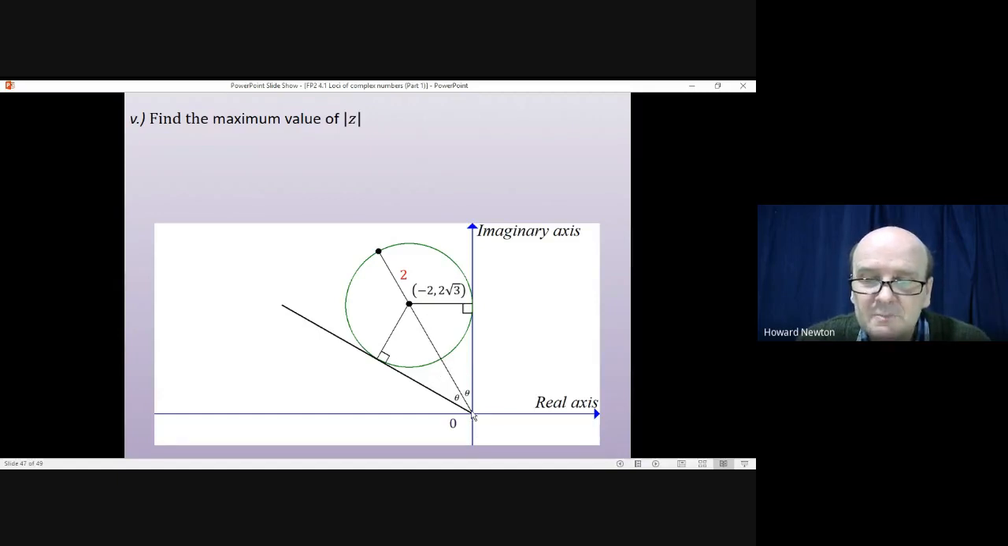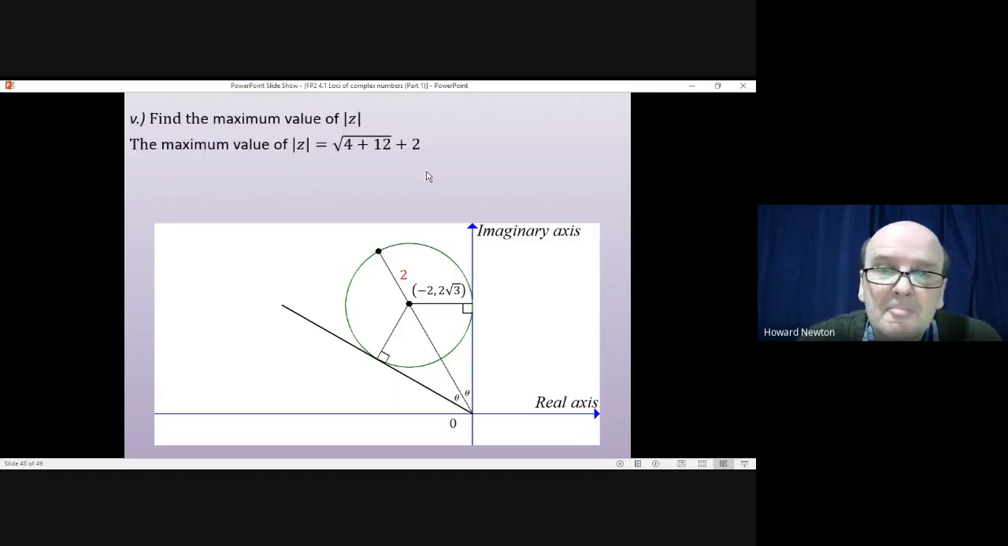Using Pythagoras, we find the distance from the origin to the center of the circle. But instead of taking away 2, we'll need to add on 2. So as before, we'll get the square root of 4 plus 12 using Pythagoras on this triangle. But this time we'll have to add 2 to that. That gives us 4 plus 2, and that gives us 6 for the maximum value of the modulus of z.